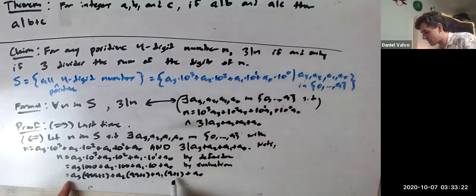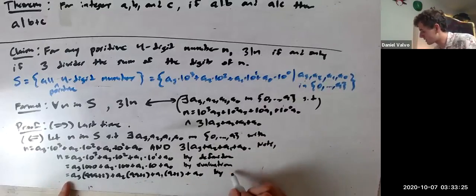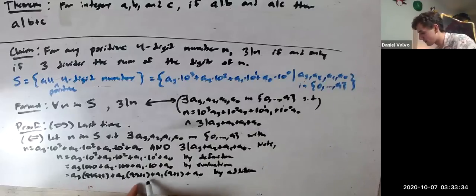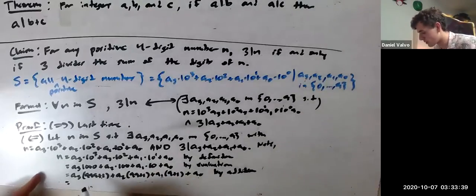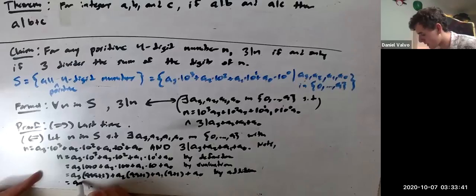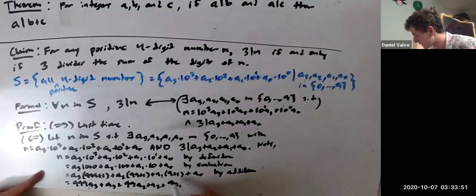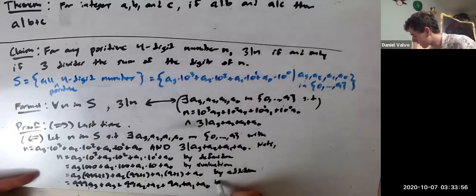So for each of our digits here, and this is by addition, thus each of our digits here, if we distribute this out, we'll retrieve A2 times 1, A1 times 1, A3 times 1. We'll get all of our digits with some stuff left over. And stuff left over being 999 times A3 plus A3 plus 99 times A2 plus A2 plus 9 times A1 plus A1 plus A0.